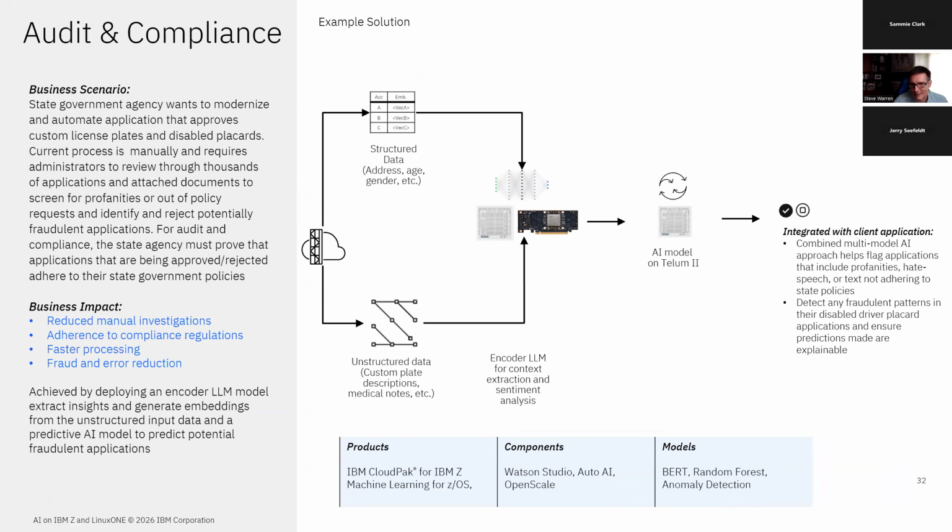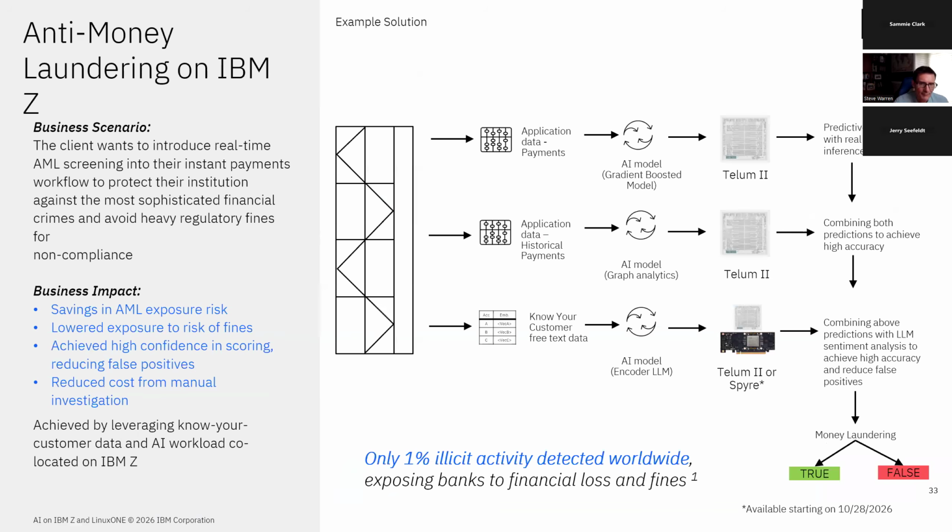And then this is a state government agency that wants to automate their custom license plate and disabled placards in a very simple way using both structured and unstructured data. They're able to do so and only flag to a human being when there needs to be additional investigation. Something that was a very manual process, a very remedial task, can now be done completely with AI using this multi-model technique.